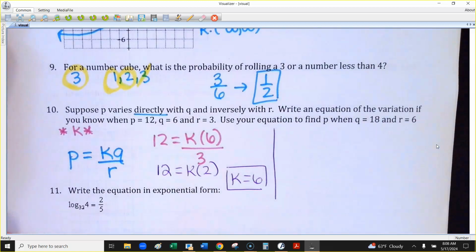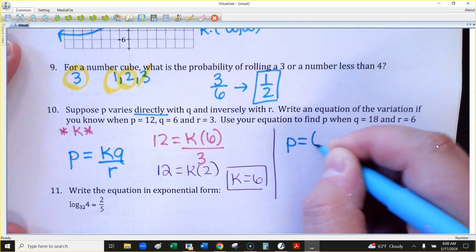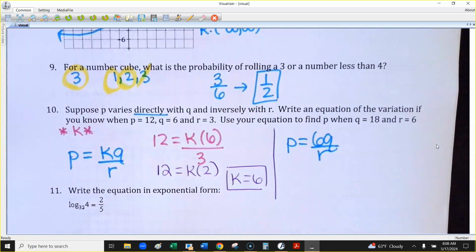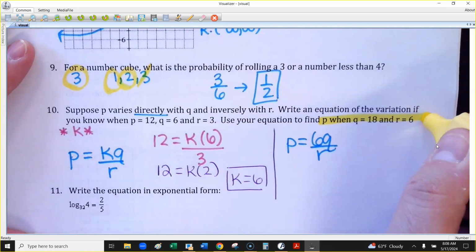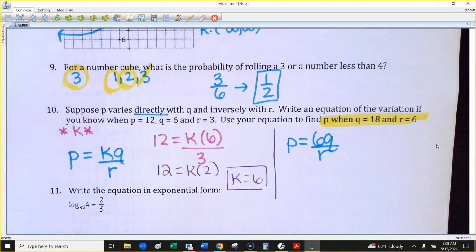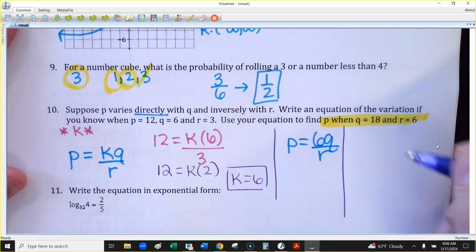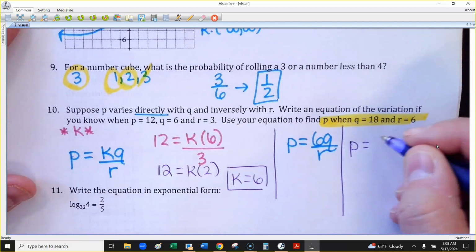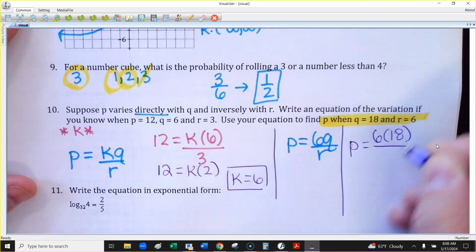All right, so a general equation here would be P equals 6Q divided by R. That would be a general equation. They always give a secondary question after you find your K value. It says use your equation to find P when Q is 18 and R is 6. So the key is you have to get the K value, and then we should be able to do the rest of the question. So P equals, I know K is 6, Q we're going to sub in 18, and R we're going to sub in 6.